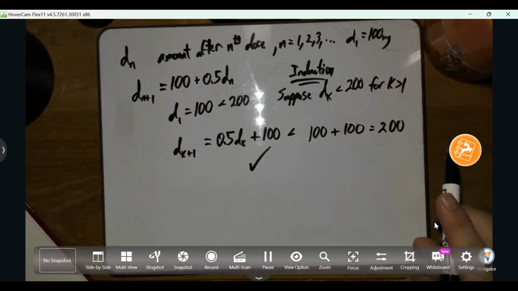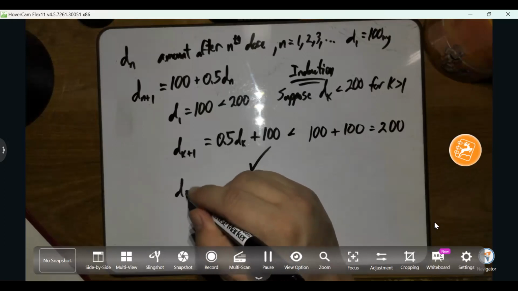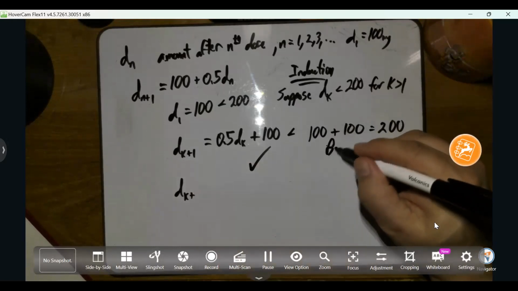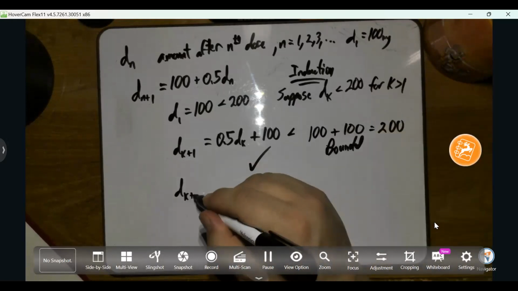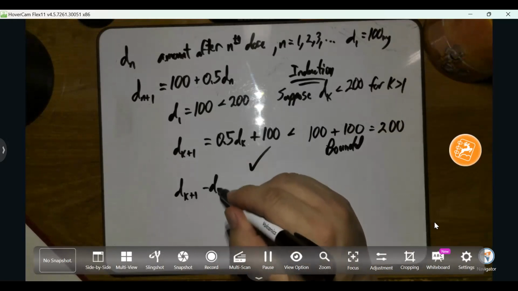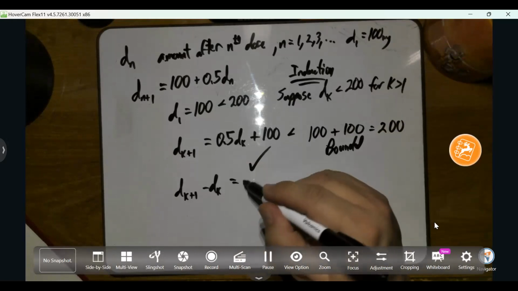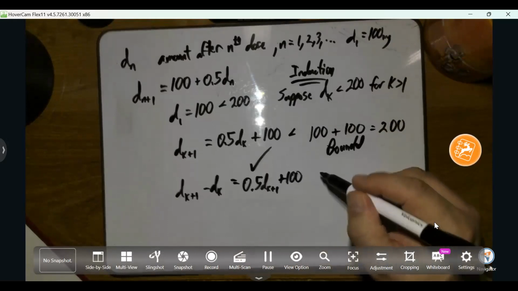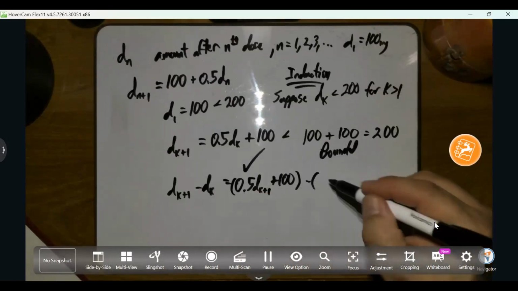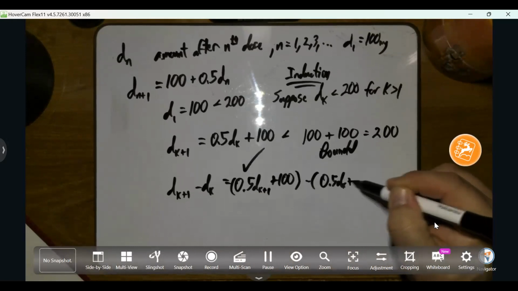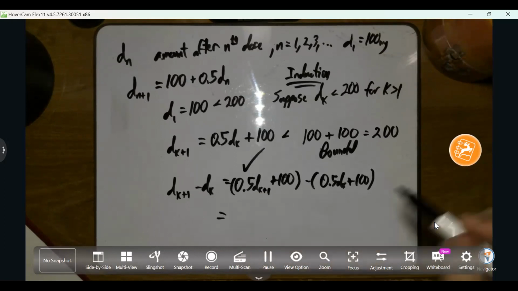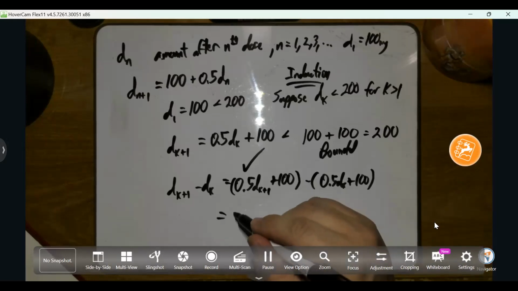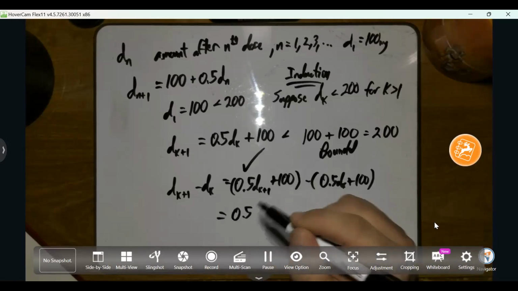Now we need to prove dk is increasing. So we've shown bounded here. Now we're going to look at dk plus 1 minus dk. That's 0.5 dk plus 1 plus 100 minus 0.5 dk plus 100. So the 100s cancel.